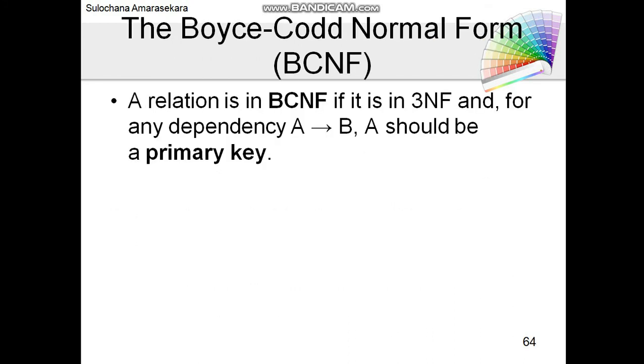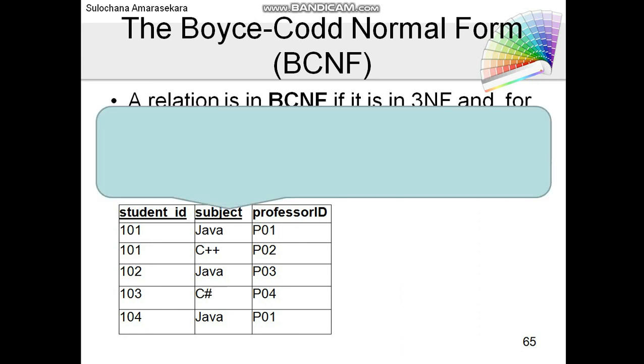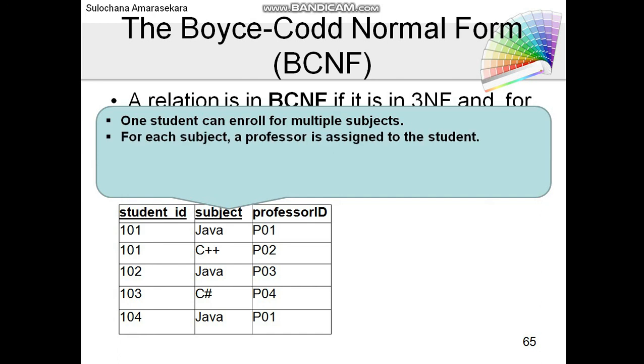Last, Boyce-Codd normal form. Any table in third normal form where the determinant of every dependency is a primary key is in Boyce-Codd normal form. Consider this example. You can see here one student follows several subjects. Student 101 studies Java as well as C++. For each subject, a professor is assigned to each student.